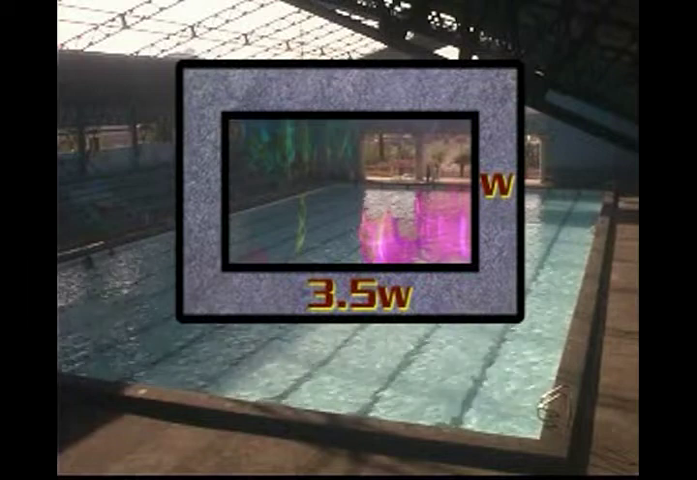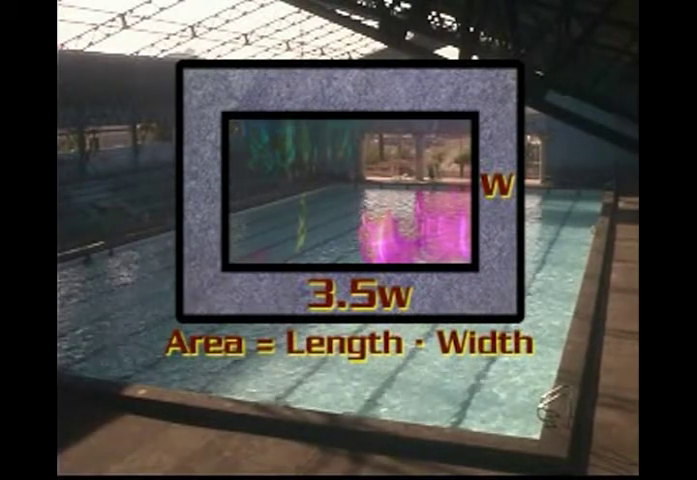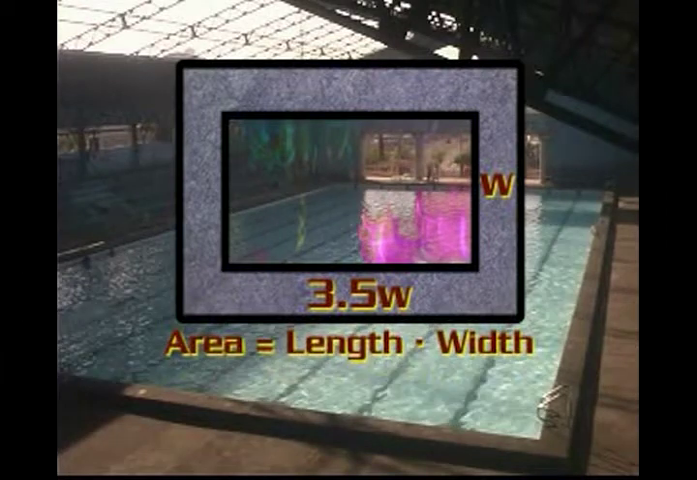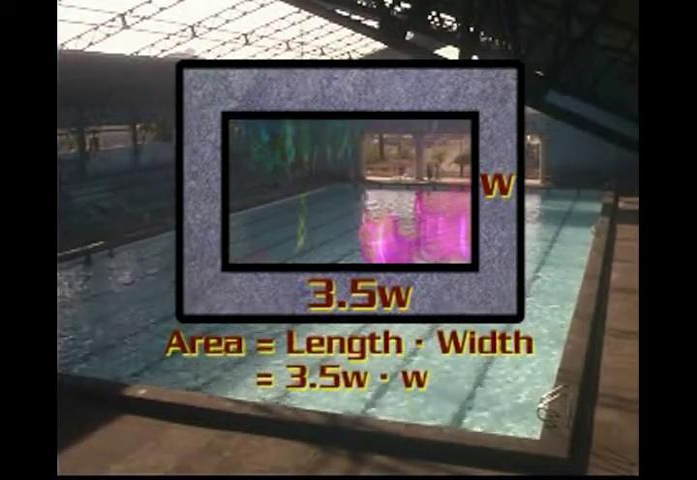Let W represent the width of the pool in meters. Then, 3.5W represents the length in meters. The area of a rectangle is the product of its length and width. Therefore, the area of each pool in square meters is given by the expression 3.5W times W, or 3.5W squared.